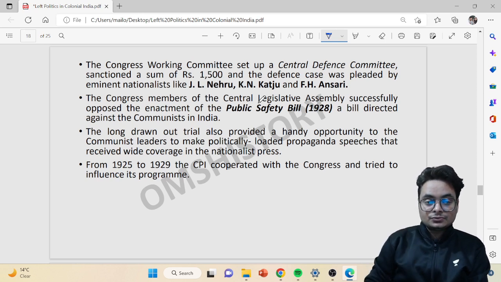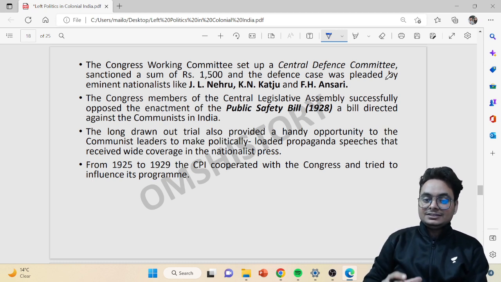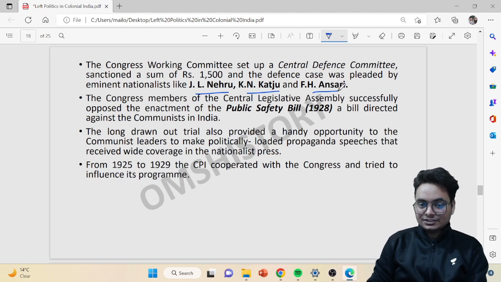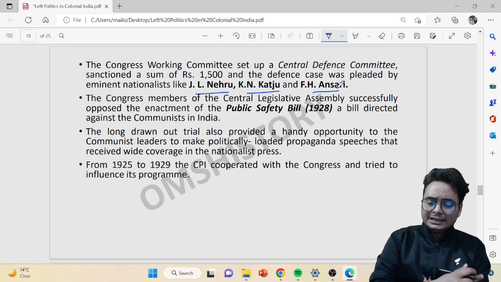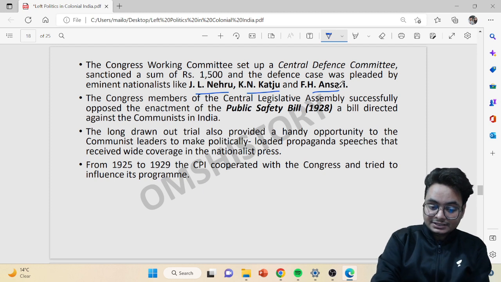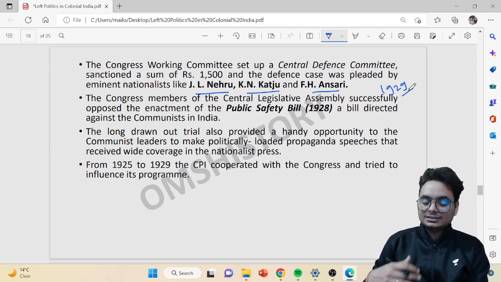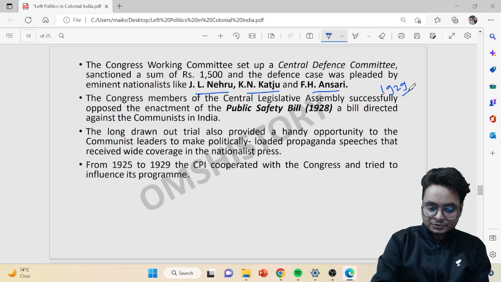So the Congress Working Committee set up a Central Defense Committee and sanctioned a sum of rupees 1,500 in the defense of these communist leaders. In fact, their case was pleaded by some eminent nationalist leaders like Jawaharlal Nehru, K.N. Katju, and M.A. Ansari. In fact, Gandhi also visited the prisoners of this Meerut conspiracy trial in jail in 1929. He visited them and expressed his sympathy for the communist leaders.